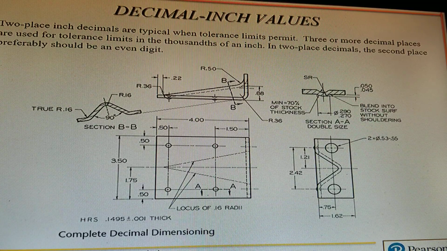Dimension inch values. 2-place inch decimals are typical when tolerancing limits permit. 3 or more decimal places are used for tolerance limits in the thousandths of an inch, and for 2-place decimals, the second place preferably should be an even number. So there's complete decimal dimensioning on that drawing right there.